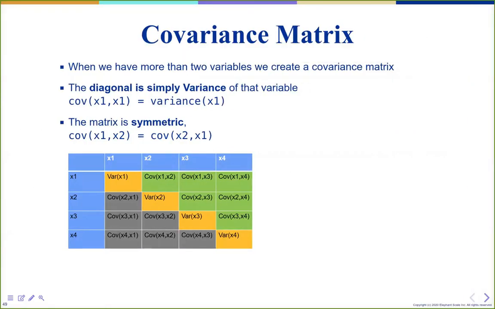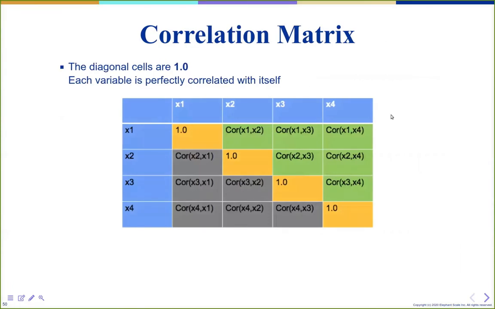Let me show you this matrix. It's called a correlation matrix. Now we know how to calculate correlation between two variables, but what if I have more than two variables? No problem, we put them in a matrix. Here are my variables, x1, x2, x3, x4. Each cell calculates the correlation between two variables: this one calculates x1 and x2, this one x1 and x3. Look at the matrix.